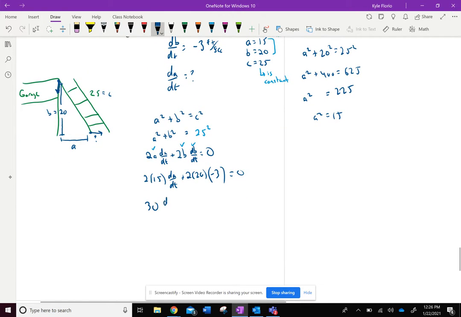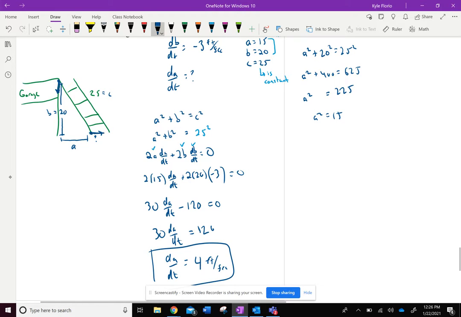And now we just got some algebra to do. That's going to be 30 dA/dt minus 6 times 20, is that 120? Equals 0. Add the 120 to both sides, and then divide both sides by 30. 120 divided by 30 is 4. So 4 feet per second. That's how fast the bottom of the ladder is sliding out away from the garage. So it makes sense that it's positive because this distance is going to get bigger as the ladder slides out.